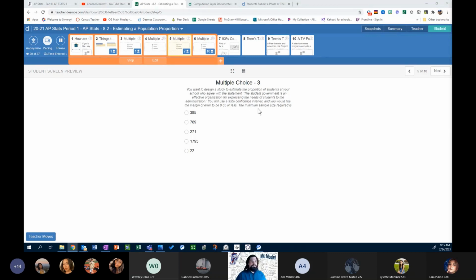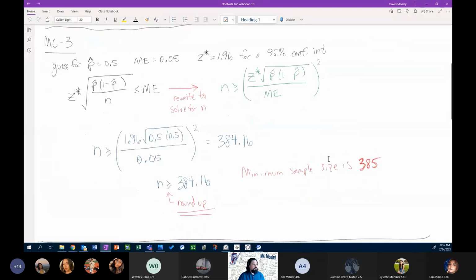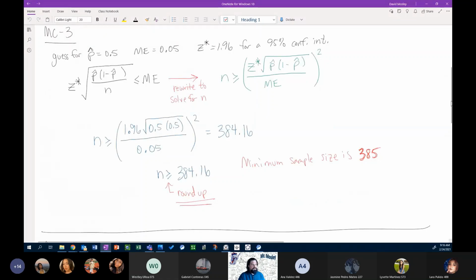We're trying to find the minimum sample size, right? The correct answer ends up being 385, which 9 out of the people who responded said, so excellent. All right, and if you're looking at the shared screen, here's the work that goes with that.